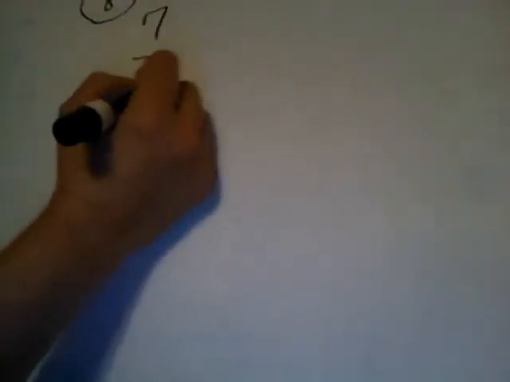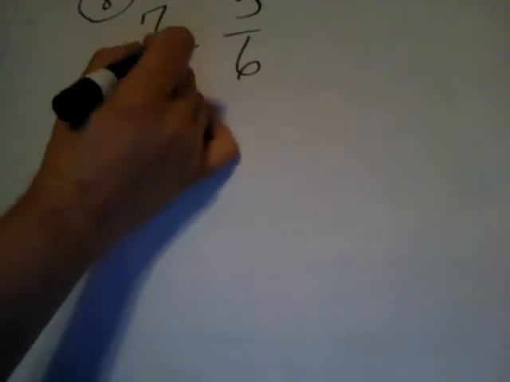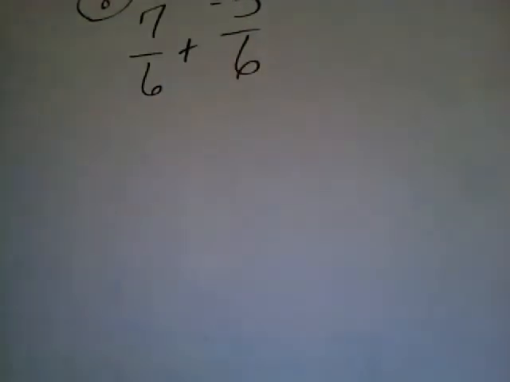Okay, this is a review of adding integers with fractions and mixed numbers. I'm going to start with number 8 on the worksheet. Number 8 says 7/6 minus 5/6. Remember our rule, keep it, change it, change it. The signs are different, so we're going to subtract.